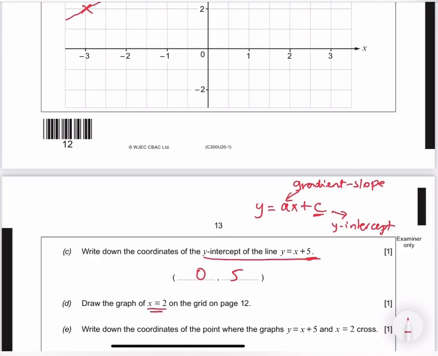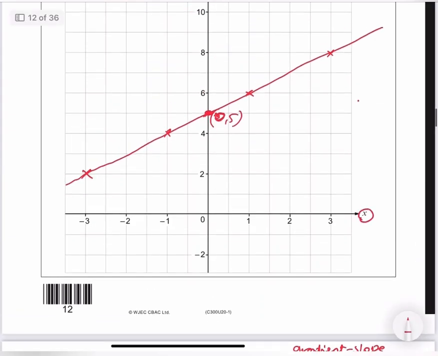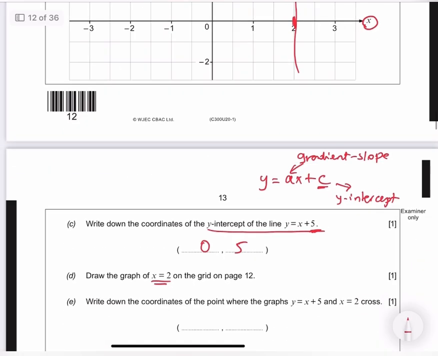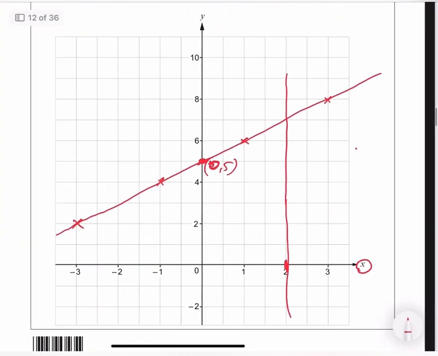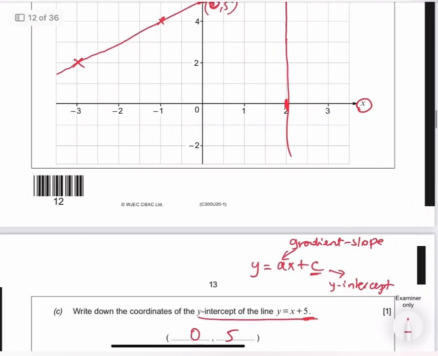Okay, draw the graph x equals 2. For short equations like this, x equals 2, it will be a line without a slope, which passes through number 2 on the x-axis, like that. Okay, that is the x equals 2 graph. And we need to write down the coordinates where these two lines on the graph cross. We can see they cross right at the point where I put the dot, and we just need to write the coordinates for that. That is 2 and 7.